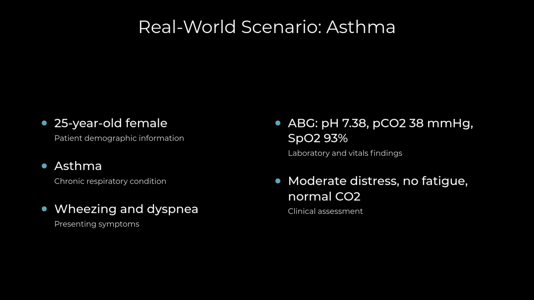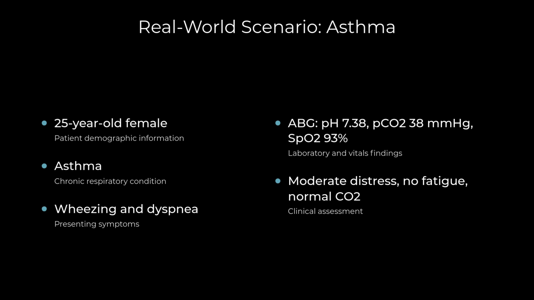Real-world scenario, asthma. Now picture a 25-year-old female with asthma, presenting with wheezing and shortness of breath. Her ABG shows pH 7.38, PCO2 38 millimeters of mercury, and SpO2 88% on room air, mild hypoxemia, but no hypercapnia. She's in moderate distress, speaking in short sentences, but not fatigued.